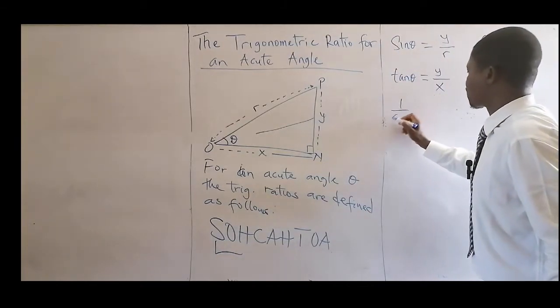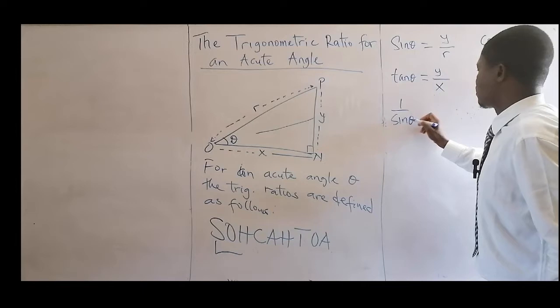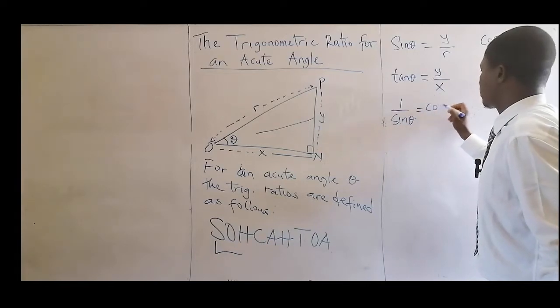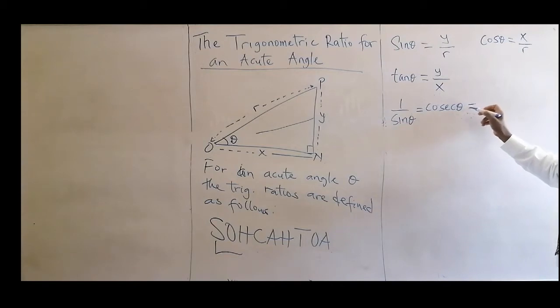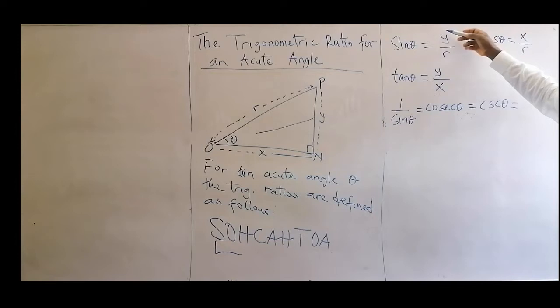1 over sine theta is called cosec theta. Some books call it csc theta. Cosec and csc are the same thing. So 1 over sine theta just means the inverse of sine, which will be equal to r over y.